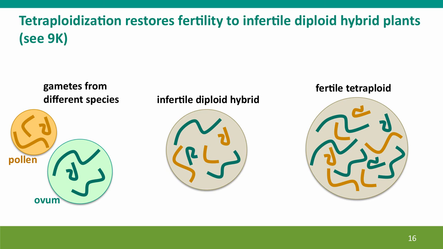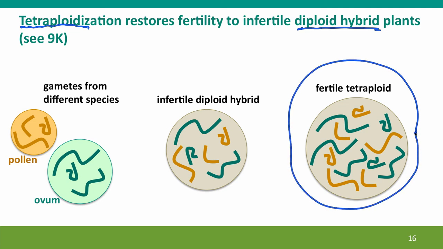So the reason that this happens is that tetraploidization restores fertility to the infertile diploid hybrid plants that we discussed in lecture 9K. So when two different species form a hybrid, the normal haploid gametes meet and produce a diploid hybrid plant. That hybrid is infertile because its chromosomes can't pair. But when that hybrid accidentally undergoes tetraploidization, then that plant is able to produce fertile gametes and fertile offspring. So in species where close relatives form diploid hybrids that are infertile, and then mitotic errors occasionally produce tetraploid plants from these diploid infertile plants, then we give rise to fertile tetraploids. And that's what you're eating when you eat cabbage or turnips or Brussels sprouts.